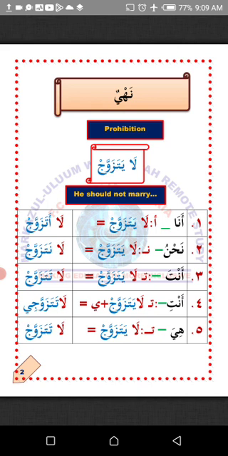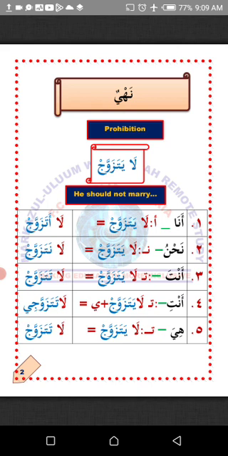Ithnan, number two. Nahnu, we. So how do we change the verb لا يتزوج to suit nahnu? All you need to do is to detach ya'un and attach nunun. So the verb لا يتزوج will now become لا نتزوج, which means we should not marry.